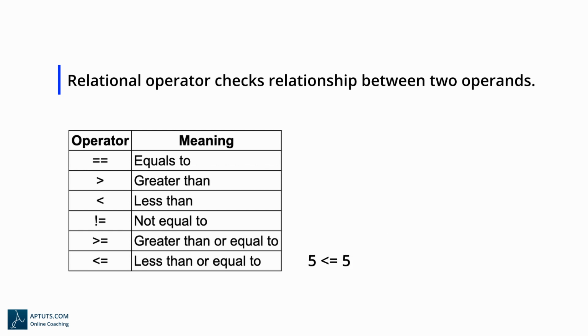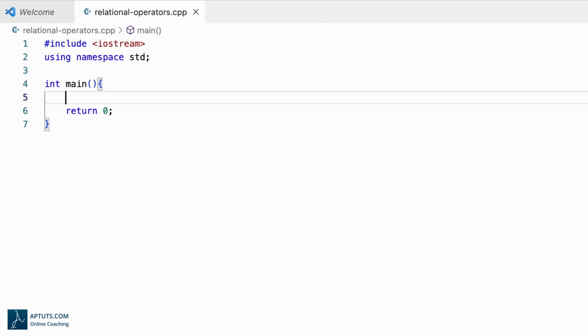The next expression, 5 less than or equal to 5, uses less than or equal to relational operator. 5 less than or equal to 5 checks if 5 is less than or equal to 5. If yes, it returns Boolean value true, else it will return Boolean value false. In this example, 5 less than or equal to 5 returns value true since it is true. I will now go to Visual Studio Code and create a CPP file.